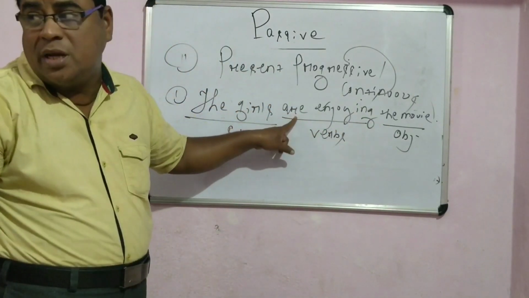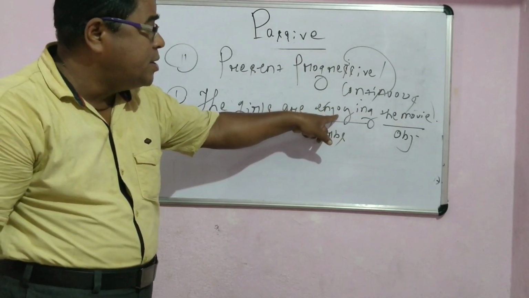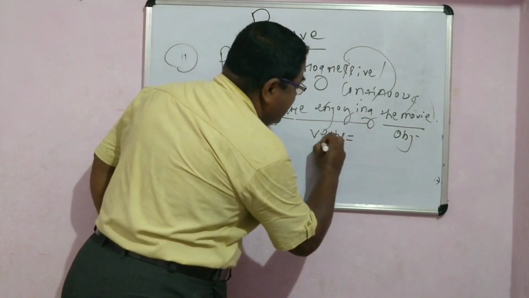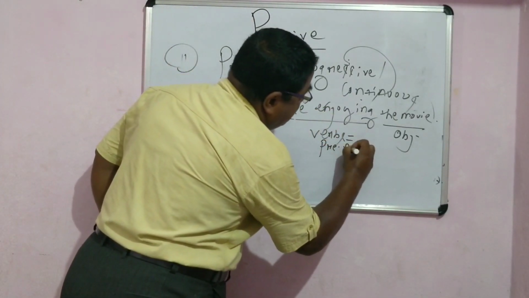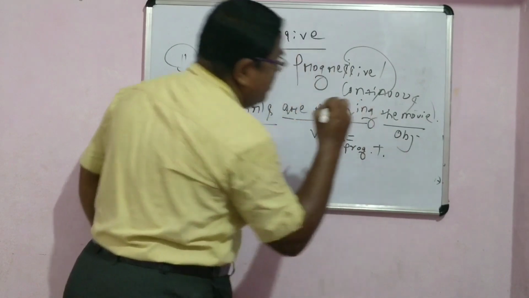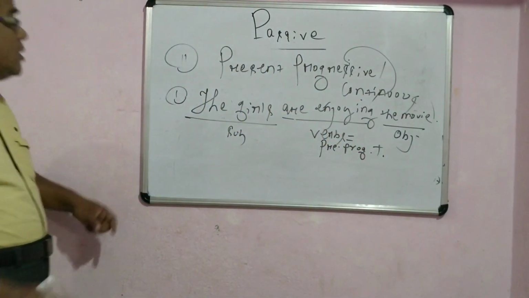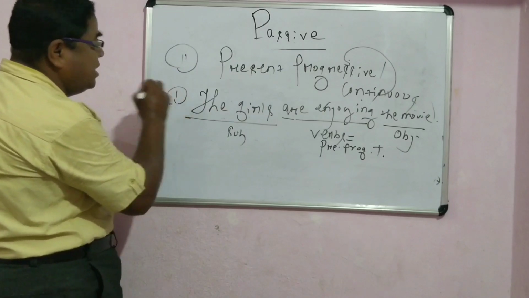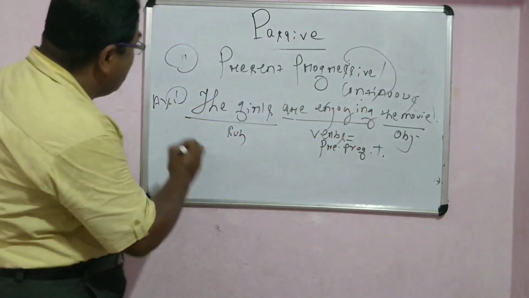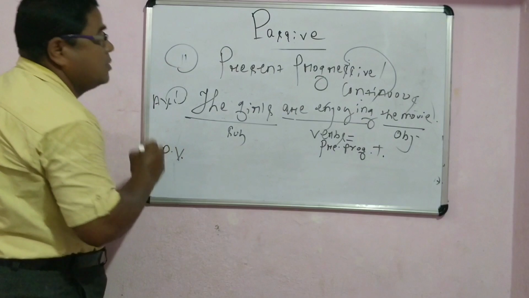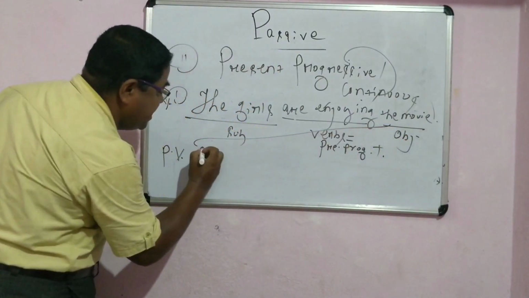Similarly, we have two verbs here. Are is the auxiliary verb, enjoying is the main verb. So these verbs are in present progressive tense. Now the sentence is obviously active because we have the object here. Now change this active into passive. So the object can be the subject.